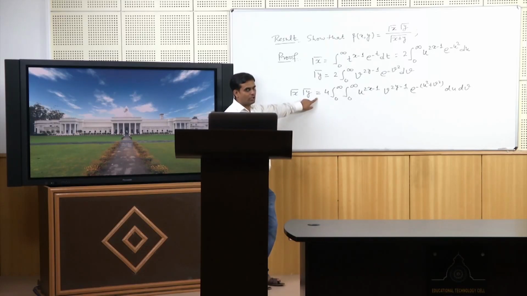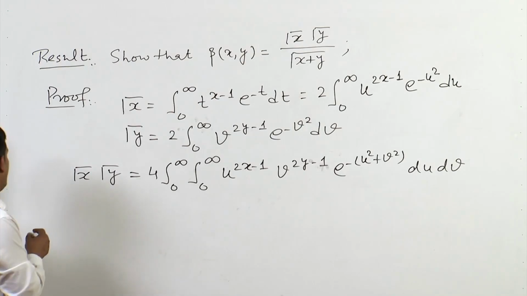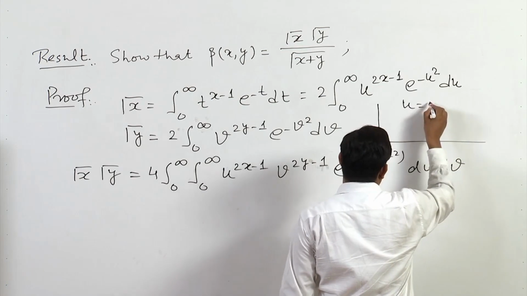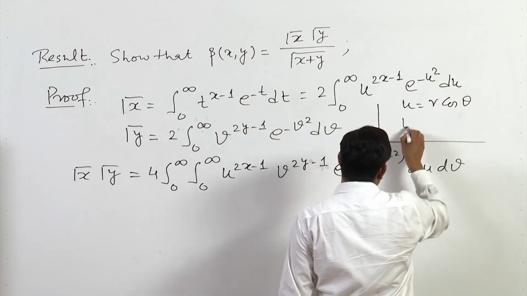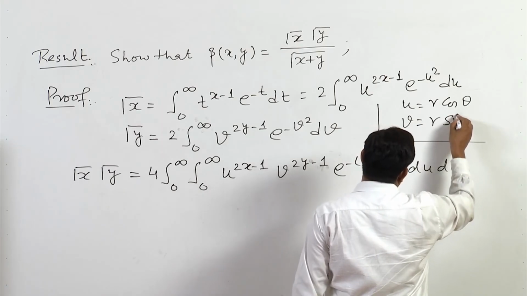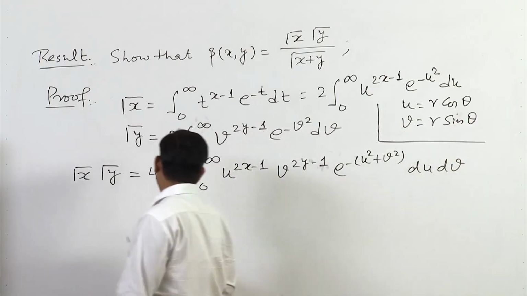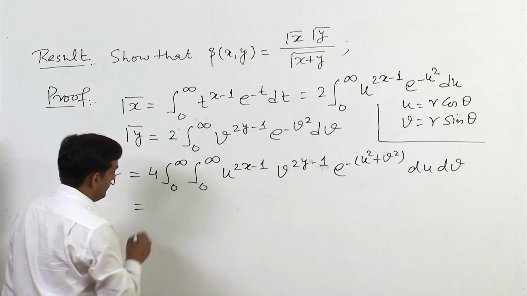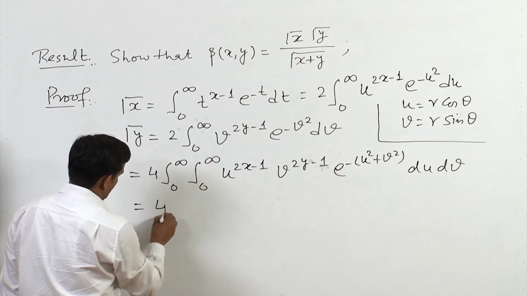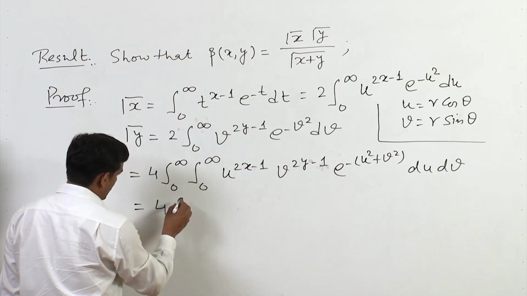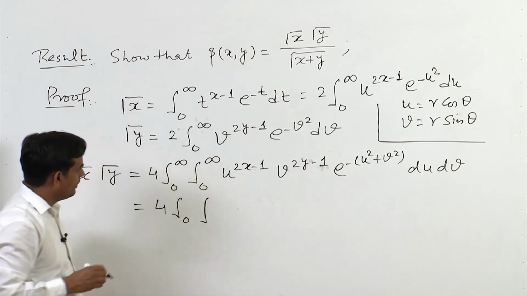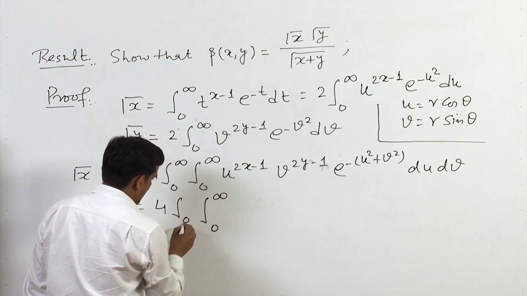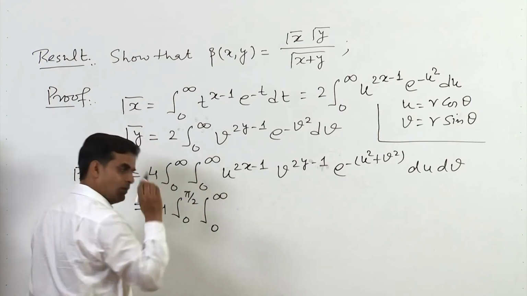Now what do you do? Just change it into polar coordinates, means make a substitution, that is something like this: u equals r cos theta and v equals r sin theta, and du dv will become r dr d theta. So this will become 4 times, in polar coordinates it is first quadrant, so r will be 0 to infinity and theta will be 0 to pi by 2.